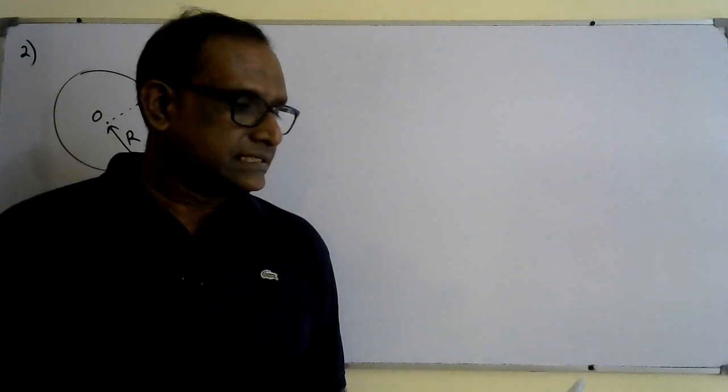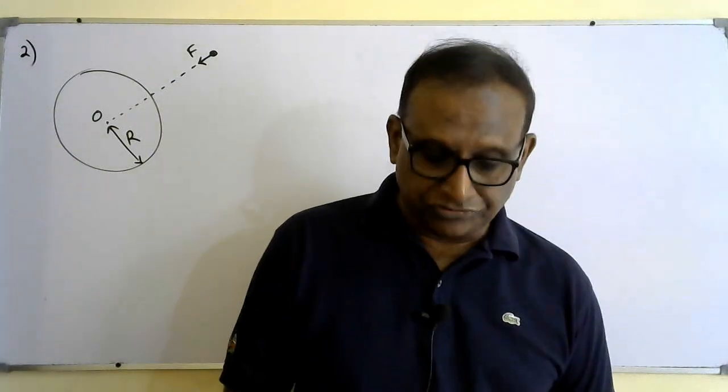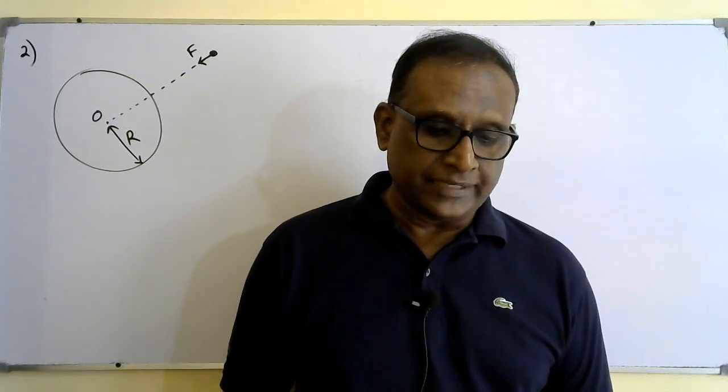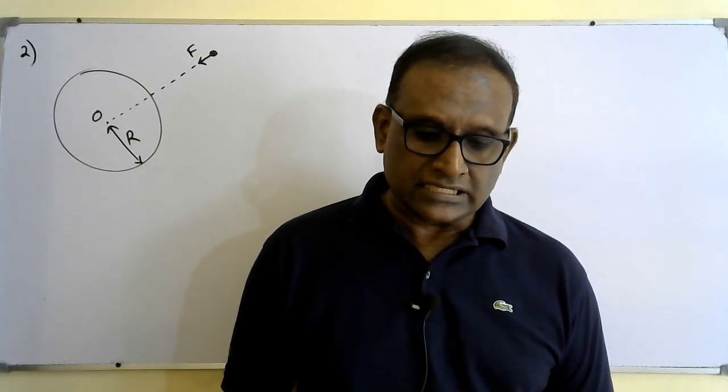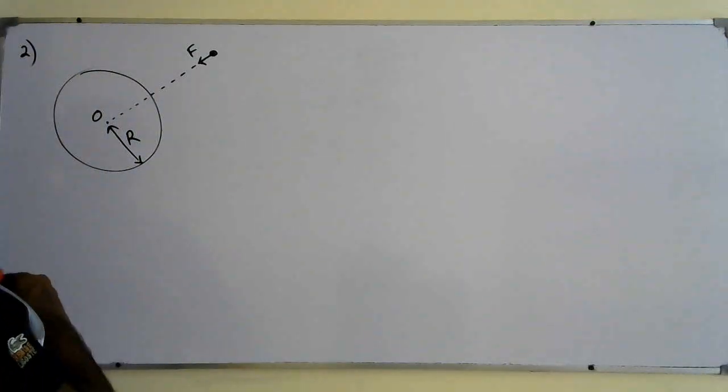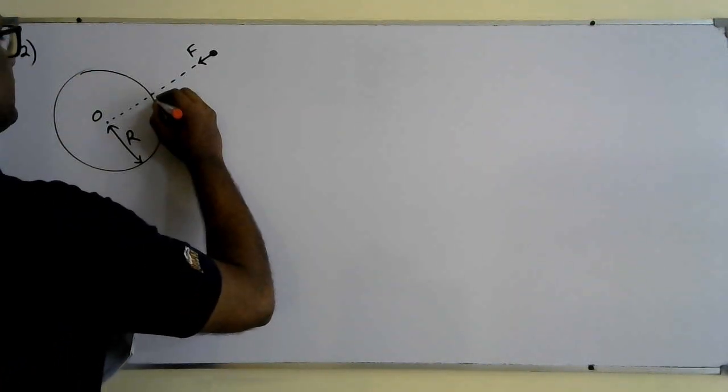Okay, so the second question is based on gravitational force, gravitational pull. A particle P of mass m is at a distance x above the surface of Earth. So I drew the diagram. x above the surface of Earth means from here to here, this is x.